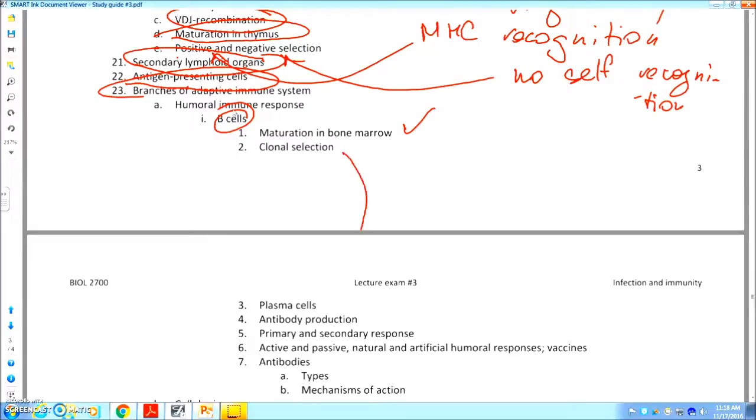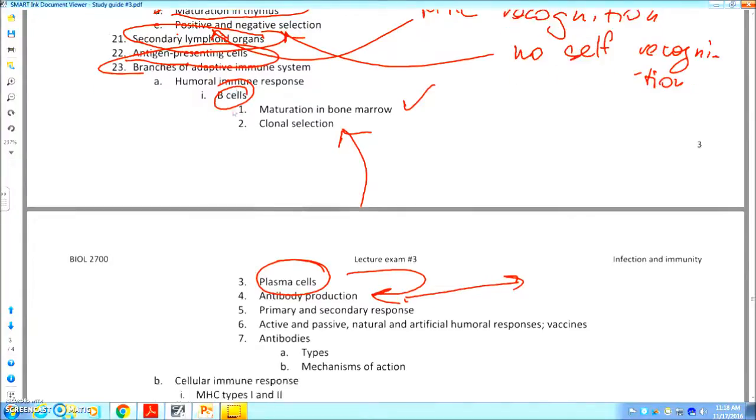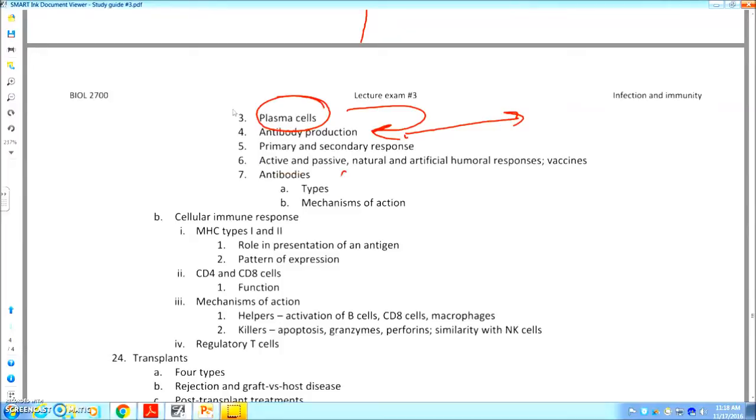Now, understand the idea of clonal selection. When a B cell recognizes the antigen, only the clone with a specific type of receptor that can recognize the antigen is selected, proliferates, and differentiates into plasma cells. Plasma cells produce antibodies. And how many types of antibodies are there? Five, right? So know those types, know what they do.